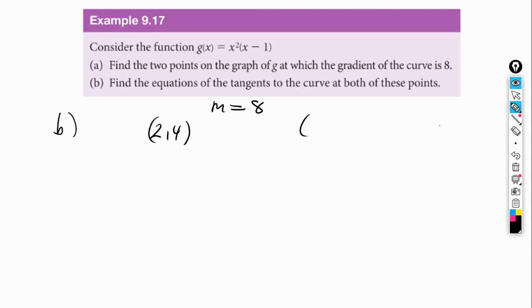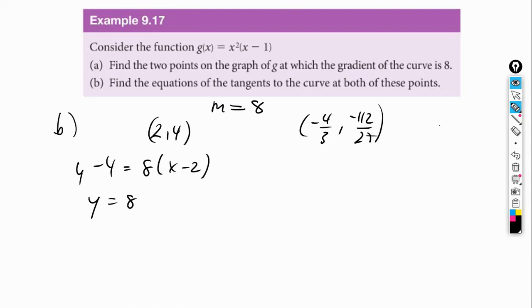And the other point was (-4/3, -112/27). So with this information and knowing the use of the point-slope formula, we can solve. For this one, we get that y minus 4 is equal to 8 times x minus 2. And if we expand and rearrange, we're going to get that y is equal to 8x minus 12.